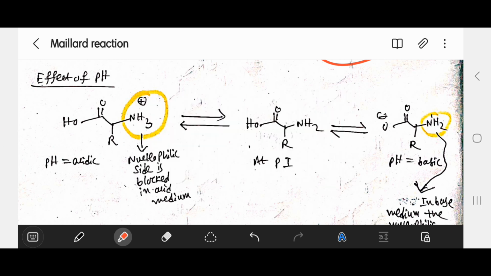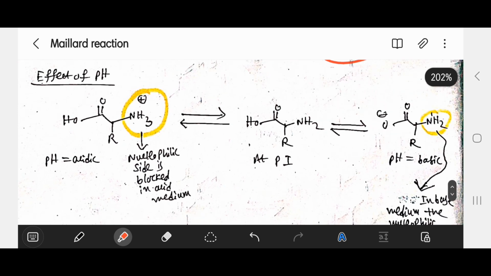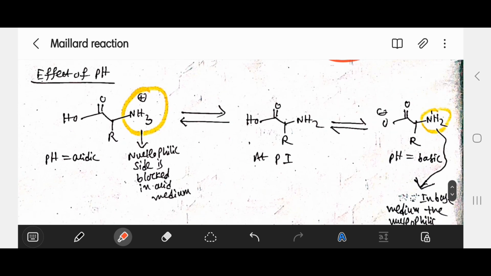Now let us discuss the effect of pH on the Maillard reaction. You may have heard many chefs adding a base to the food or the substance which is being heated to accelerate its Maillard reaction. As I have also shown it before, you have seen it from me too. So why not an acidic medium? What's wrong with acid?